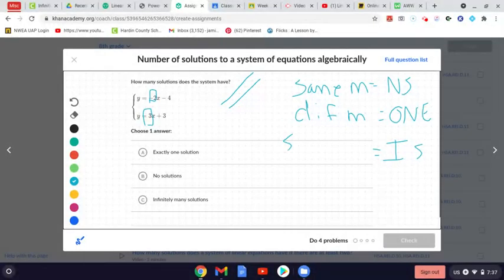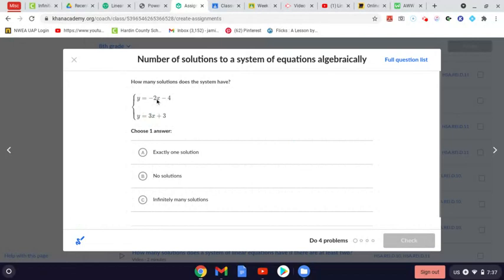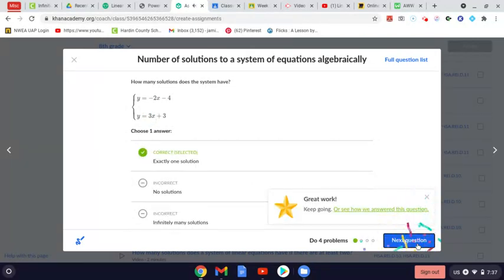So they have the same slope. Okay, now it's not going to look right, but they have the same slope and the same y-intercept. So on this one here, if you look at it, you're like, okay, they do not have the same slope at all, so it's just one regular solution.